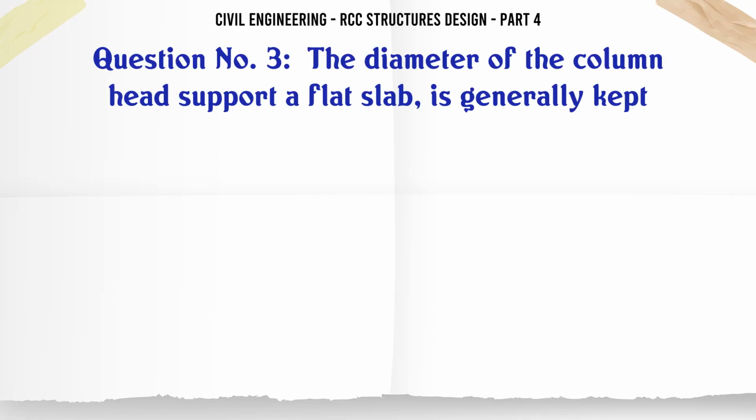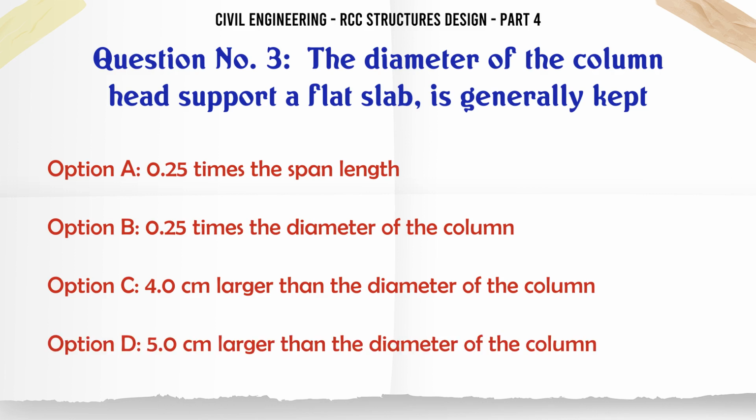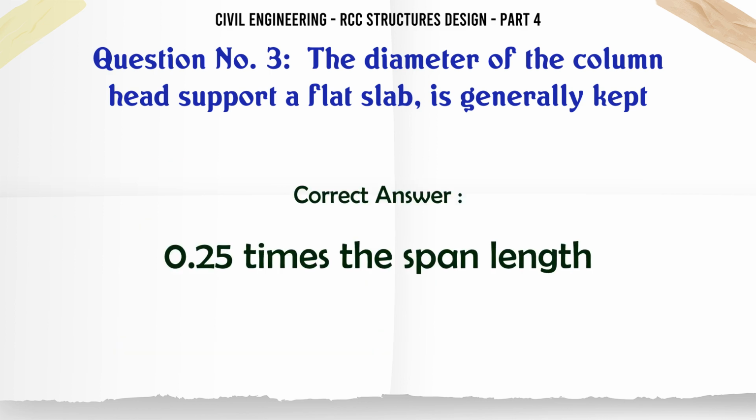The diameter of the column head supporting a flat slab is generally kept: A. 0.25 times the span length, B. 0.25 times the diameter of the column, C. 4.0 cm larger than the diameter of the column, D. 5.0 cm larger than the diameter of the column. The correct answer is 0.25 times the span length.